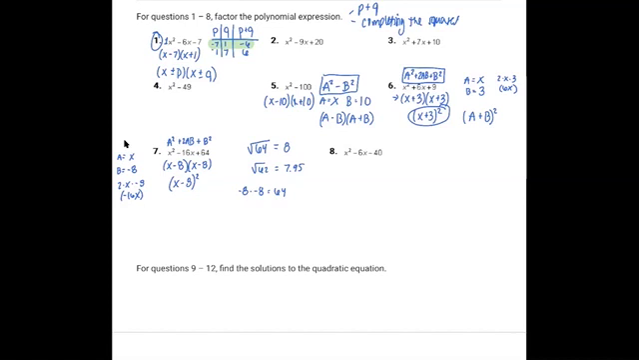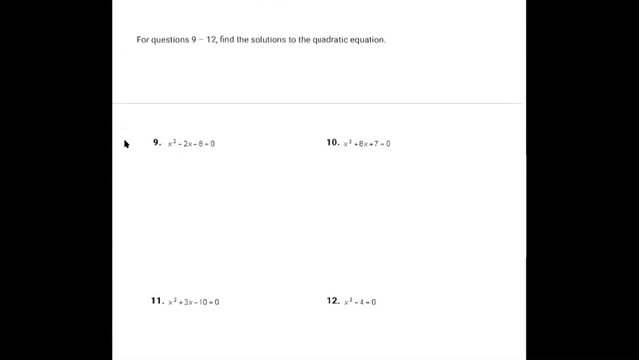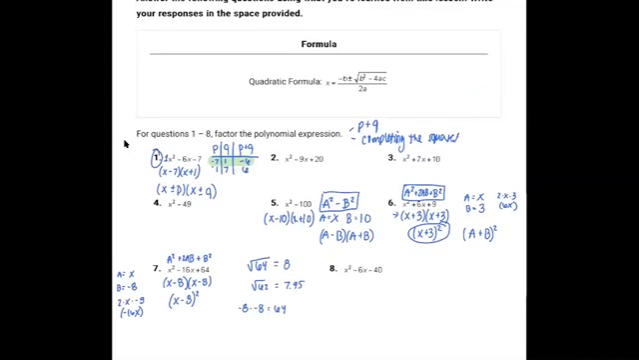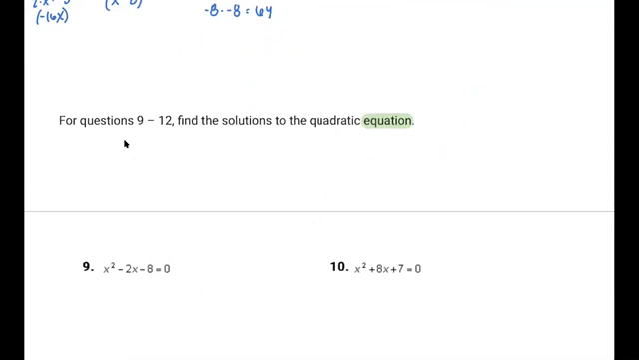All right, so for 9 through 12 here, find the solutions to the quadratic equation. Oh, sorry, it says equation, not formula. So my mistake there. So what we're looking for when it says find the solutions, we are looking for the answer to x. So we're solving for x here.